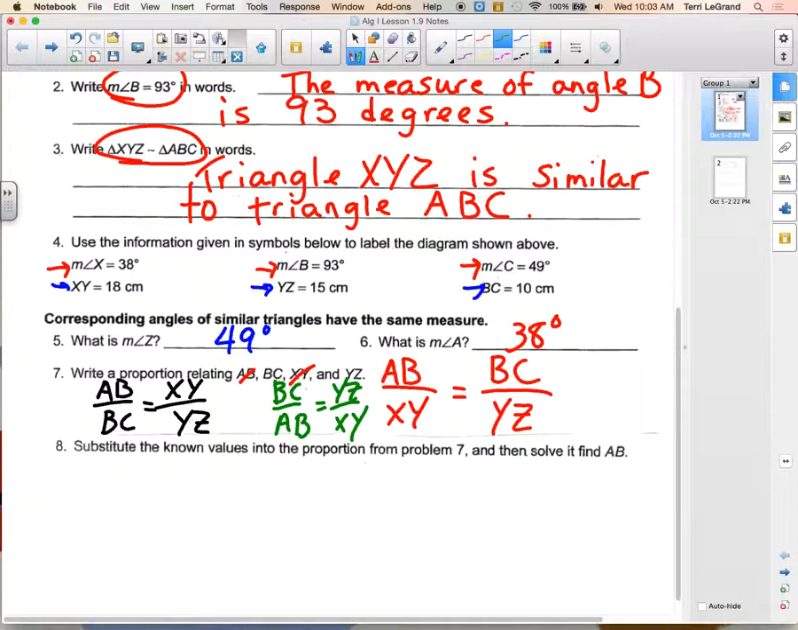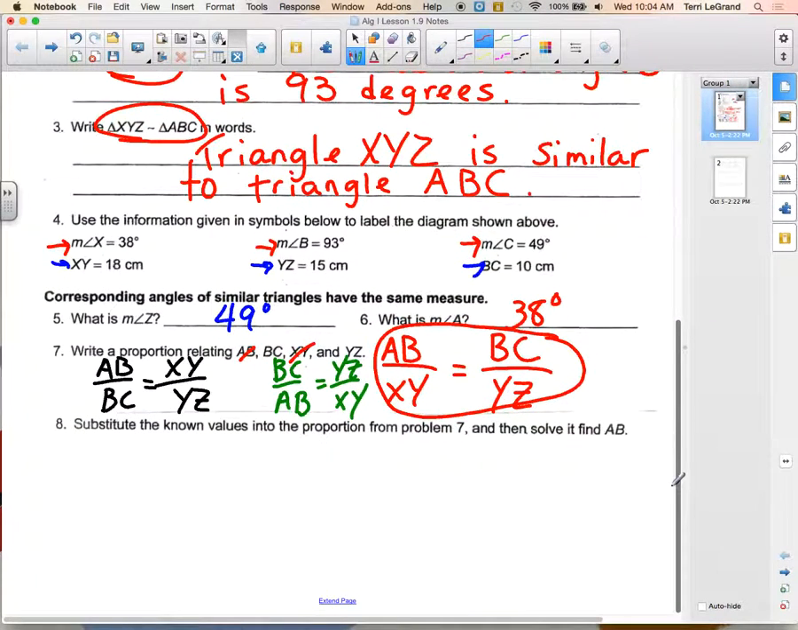I bet there's a few ways, but are there some incorrect ways? Yes. Yeah, we already tried to set it up incorrectly once. We decided we probably shouldn't do that. Okay, let's work with this one. Let's work with our first one that we did, okay? It says, substitute the known values into the proportion from problem 7. So here's our proportion. And then solve it to find AB. Okay, let's write it down here first of all. We're going to use this one because we have several there now. So we're going to use that one and we're going to substitute into it.